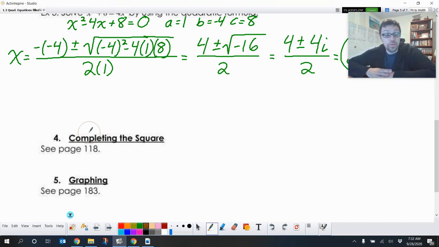Graphing is also cool. If you use your graphing calculator, you can check the x-intercepts, and that'll also tell you the solutions of your equation.